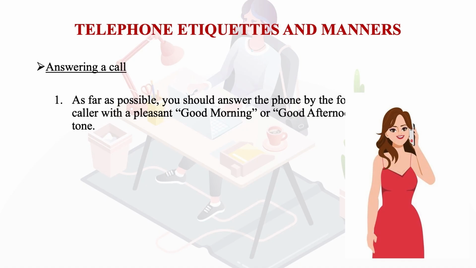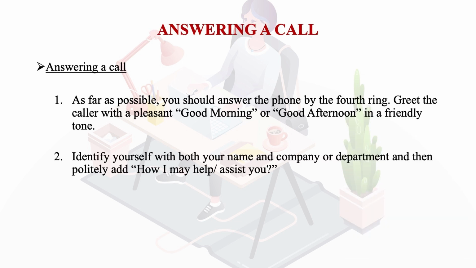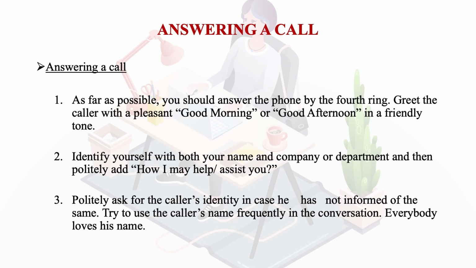Now, what points should we keep in mind when we are answering a call? Number 1, as far as possible, you should answer the phone by the 4th ring. Greet the caller with a pleasant good morning or good afternoon in a very friendly tone. Second is, identify yourself with both your name and the company or the department, and then politely add, "How may I help or assist you," or "How can I help you?" Next is, politely ask for the caller's identity in case he has not informed you of the same. Try to use the caller's name frequently in the conversation. Everybody loves his or her name.